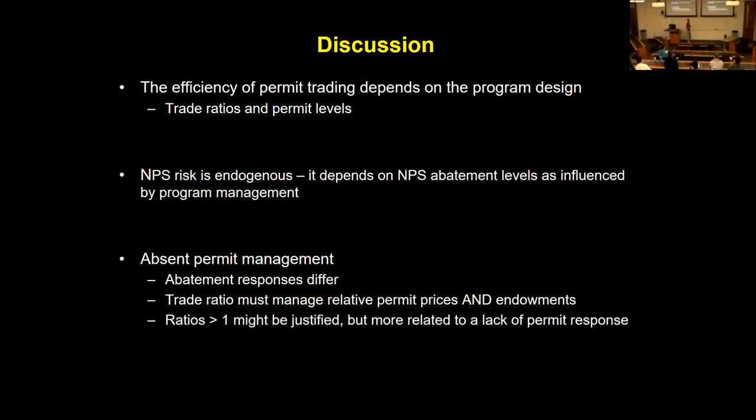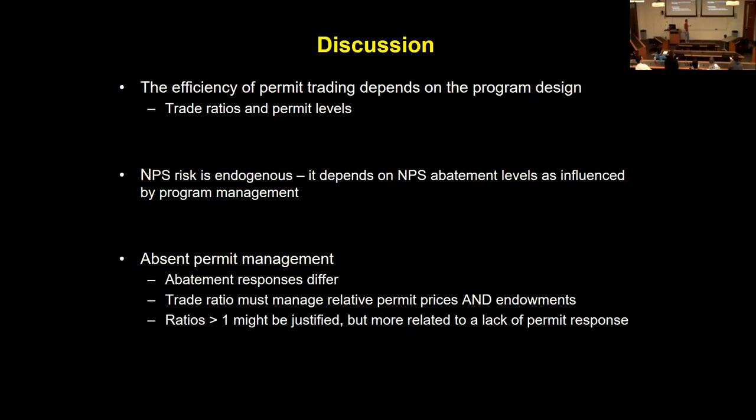So, take-home points. Efficiency of the trading permit program depends on the program design. We need to focus on instruments and trading ratios, or permit levels and trading. Risk is endogenous. It's going to depend on how much abatement we have by non-point sources, as influenced by the program management. And absent any permit management, we're going to see that the abatement responses are going to differ quite a bit. The social net benefits can be quite different without an abatement response, without permit management.